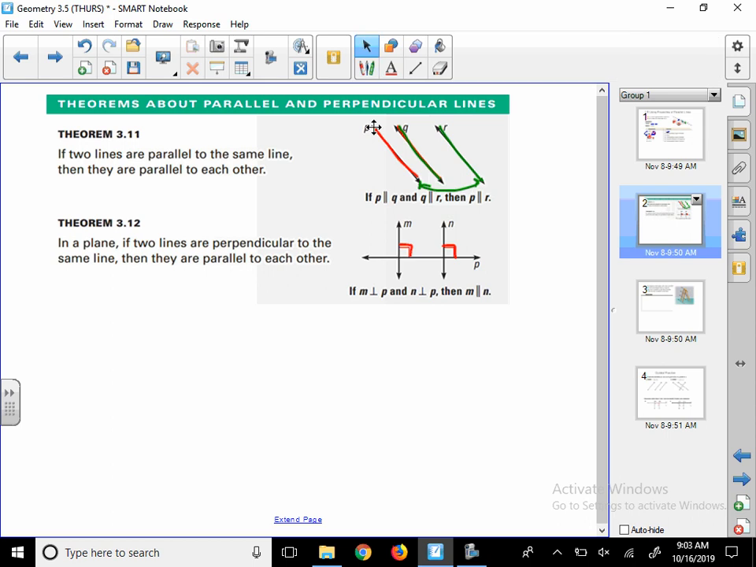We did kind of talk about the other side of that the other day, where we had one line being perpendicular, and we knew they were parallel. Now we know they're both perpendicular, and we can say that they're parallel. So just kind of flipping that around from the other day.